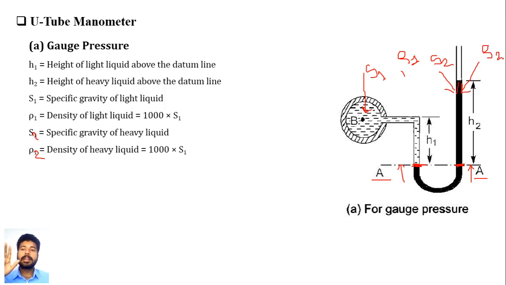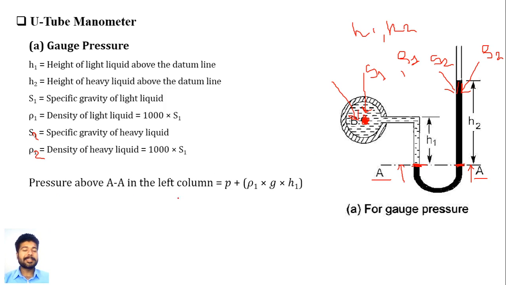So there are mainly three nomenclatures in this diagram. First, the heights H1 and H2. Second, S1, the specific gravity of the flowing fluid, and S2, the specific gravity of the heavy liquid. Similarly, the density rho 1 of the light liquid, and rho 2, the density of the heavy liquid. So let's start the derivation to find the pressure intensity at point B.